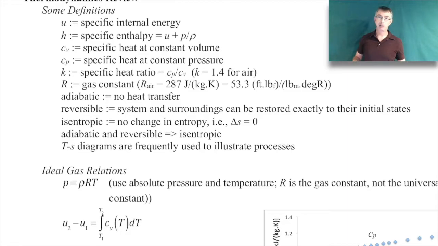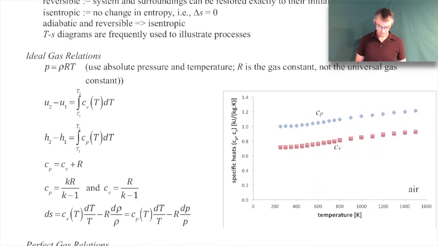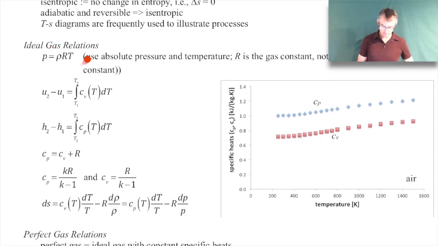We'll deal primarily with air in our analysis of compressible flows. So we'll use the ideal gas relations. So we have the ideal gas law. So P is pressure, rho is density, R is the gas constant, T is the temperature. Just one thing to keep in mind is that you need to be using the absolute pressure and absolute temperature for the ideal gas law.